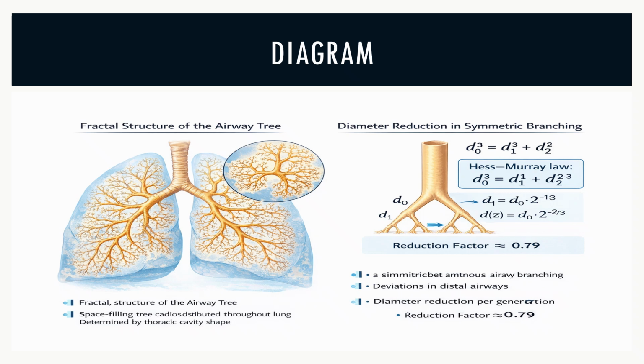And the next image shows Hess-Murray's law. It summarizes diameter relationship in symmetric dichotomous airway branching. According to Hess-Murray law, cube of parent airway diameter is equal to sum of cubes of daughter diameters. This results in predictable diameter reduction of approximately 0.79 per generation, which governs airway size progression across generations.